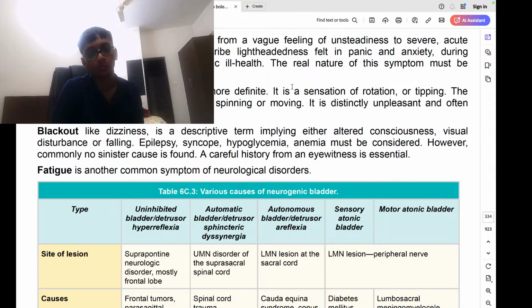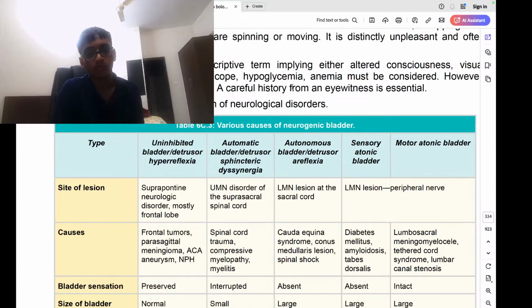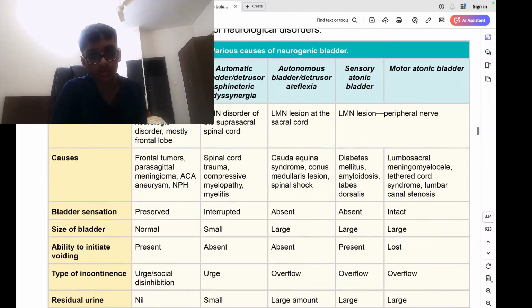Vertigo is an illusion of movement. It is more definite. It is a sensation of rotation or tipping. The patient feels the surroundings are spinning or moving, distinctly unpleasant, often accompanied by nausea and vomiting. Blackouts and light-headedness are descriptive terms implying either altered consciousness, visual disturbance, or falling. Epilepsy, syncope, hypoglycemia, anemia must be considered. However, if no sinister cause can be found, a history from an eyewitness is essential. Fatigue is another common symptom of neurological disorders.